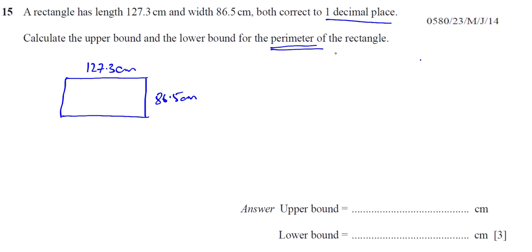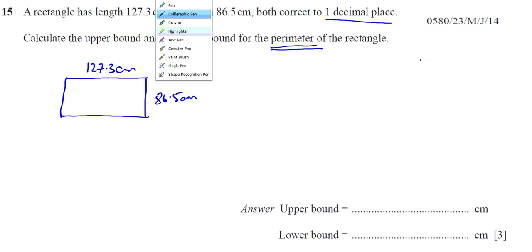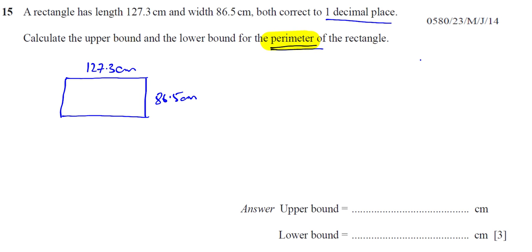Be very careful in these questions. A lot of people will mix up things like perimeter and area. So they're asking for perimeter. Now remember, the perimeter is the length of the outline of the shape. So to find it, we add together all the lengths: the length plus the width plus the length plus the width. So the perimeter is going to be 2 times the length plus 2 times the width.